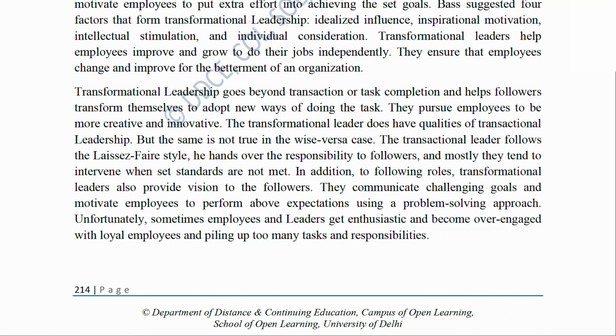The transformational leader does have qualities of transactional leadership, but the same is not true vice versa. The transactional leader follows the laissez-faire style. He hands over the responsibility to followers, and mostly tends to intervene when set standards are not met. In addition to following roles, transformational leaders also provide vision to the followers. They communicate challenging goals and motivate employees to perform above expectations using a problem solving approach.